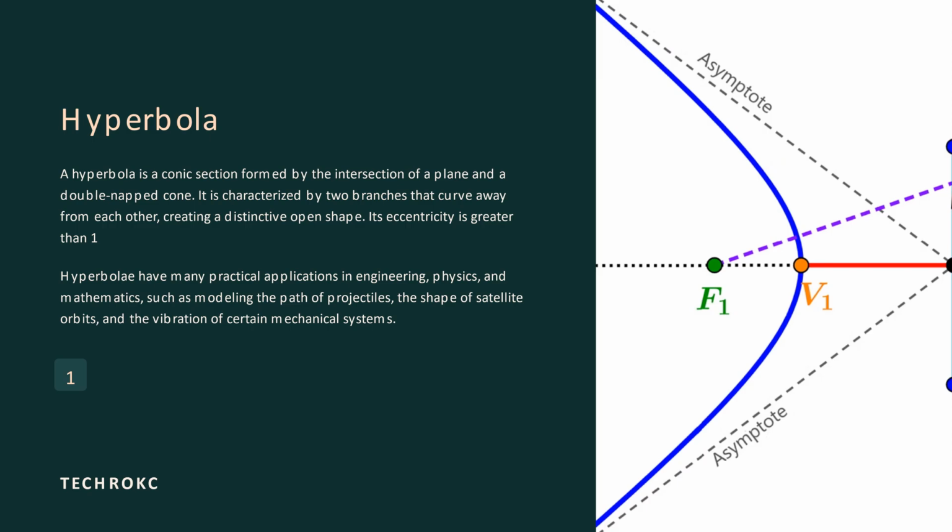Hyperbolas have different practical uses in various fields, like engineering, physics, as well as mathematics. The uses include modeling the path of projectiles, the shape of satellite orbits, and the vibration of certain mechanical systems. The methods of constructing a hyperbola include the directrix method and the circumscribing rectangle method. Both will be described in our subsequent videos.